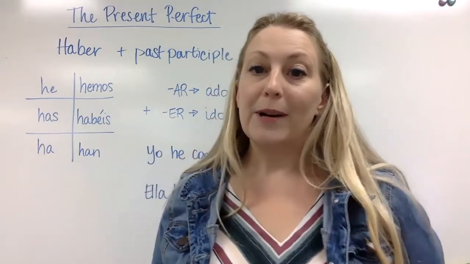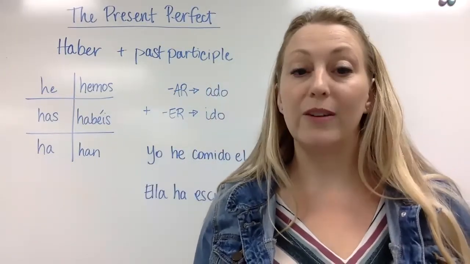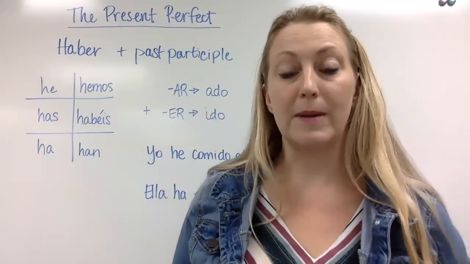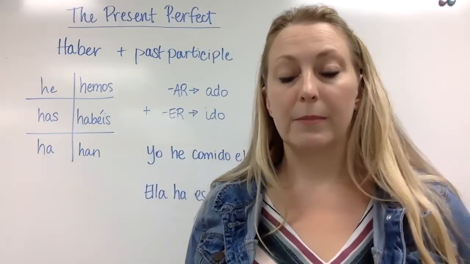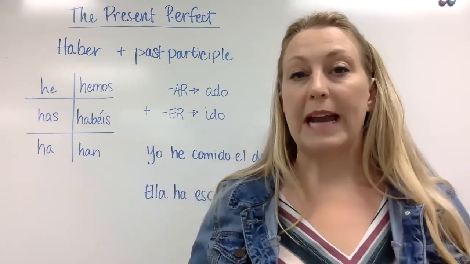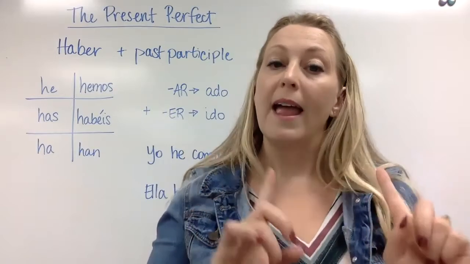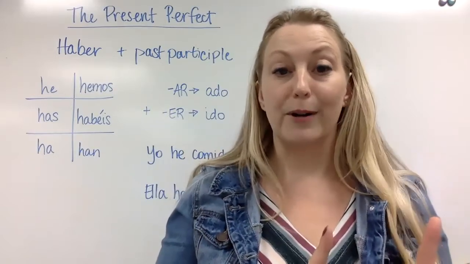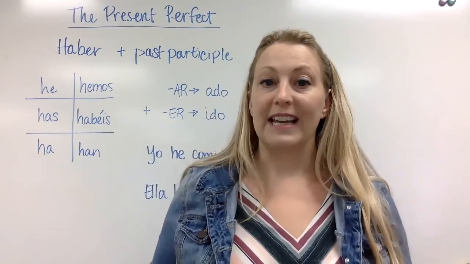So the present perfect is used to say what has been done, and we use it the same in English as we do in Spanish. We have an auxiliary verb, and then we have the participle. So in English, we could say, I have eaten breakfast, and we have the have, which is our auxiliary verb or helping verb, and eaten is the participle. So I have eaten breakfast would be an example of how that works in English.